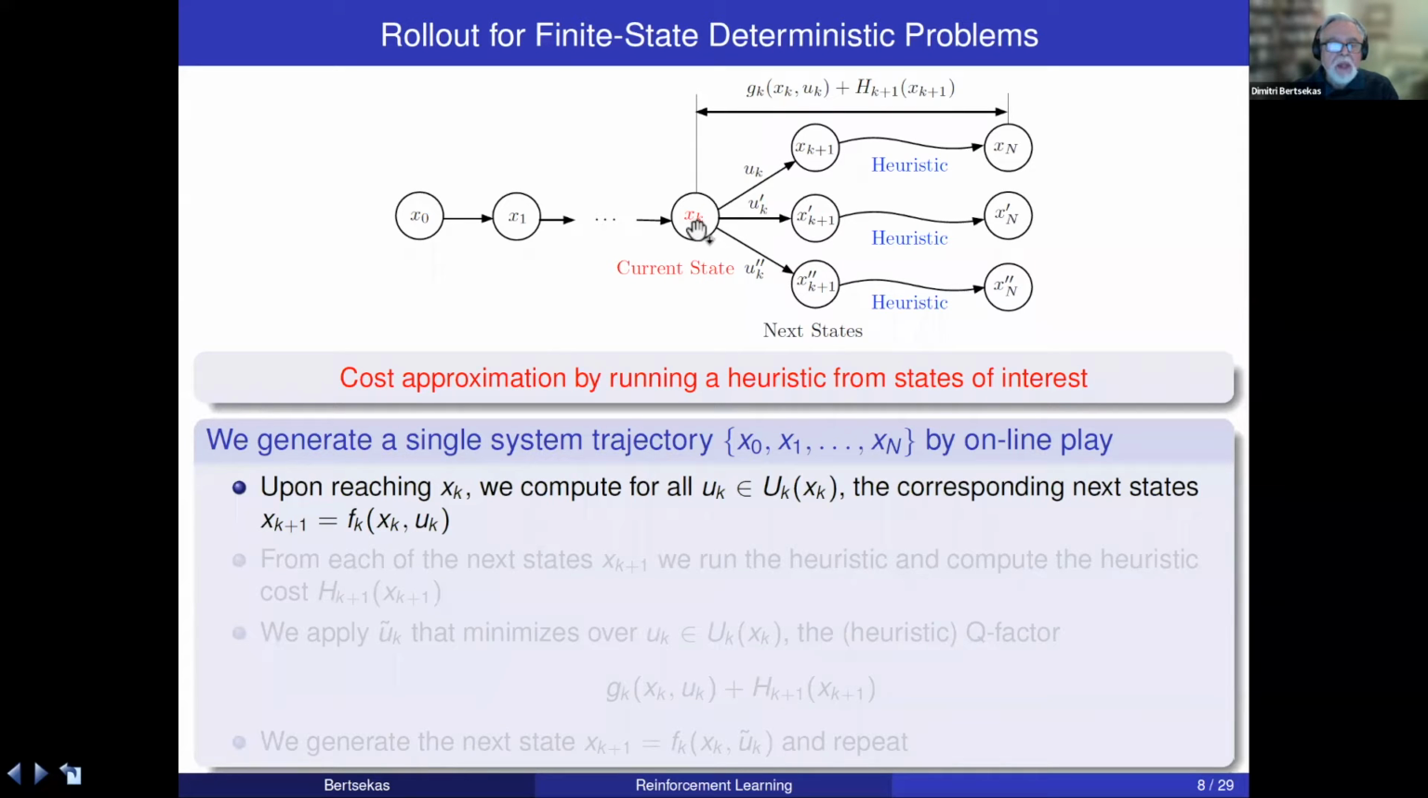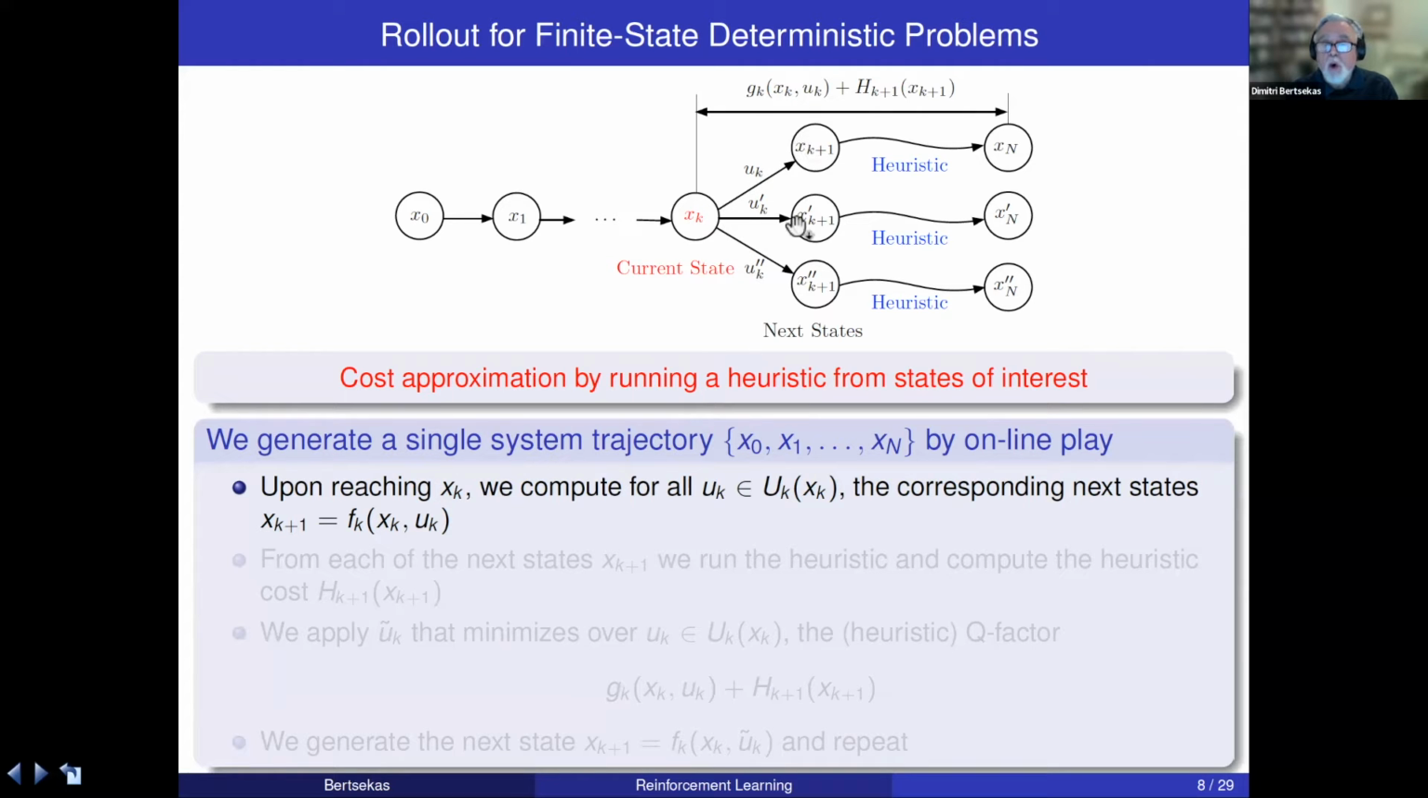Suppose that we generate a single trajectory from x0 to xn by online play. We start out at x0, and at every step we reach a state. Let's call this the current state xk. Upon reaching it, the rollout algorithm does the following.